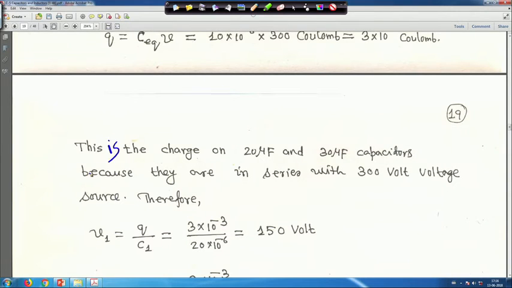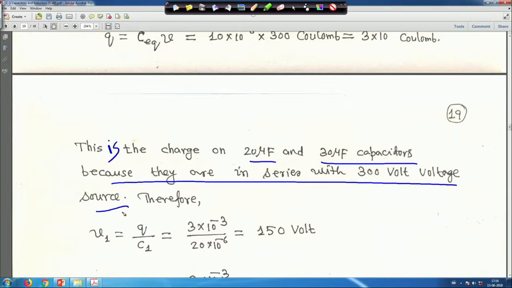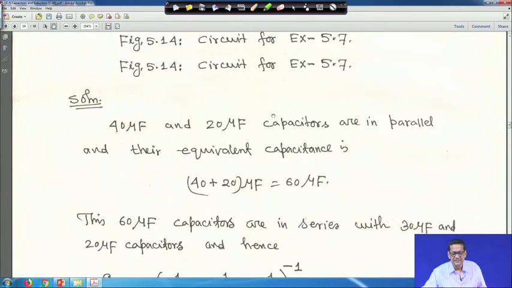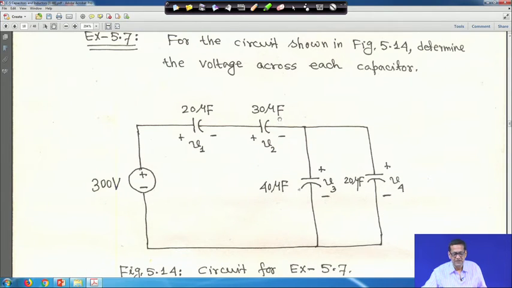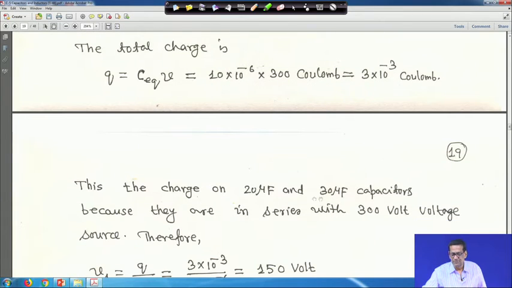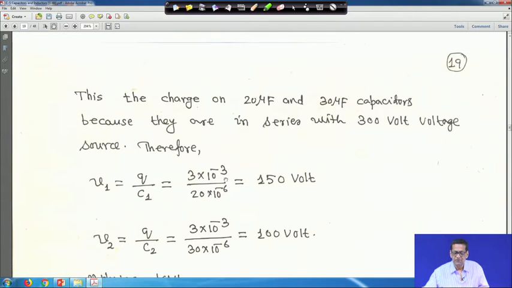Actually, this is the charge on the 20 microfarad and 30 microfarad capacitors, because they are in series with the 300 volt source, right. So, this total charge Q. The 20 microfarad and 30 microfarad capacitors are in series. Whatever Q we have found is basically from the equivalent capacitor, that is the total charge, right. But as the 20 and 30 microfarad capacitors are in series, this is the charge on the 20 and 30 microfarad capacitors, because they are in series with the 300 volt source.